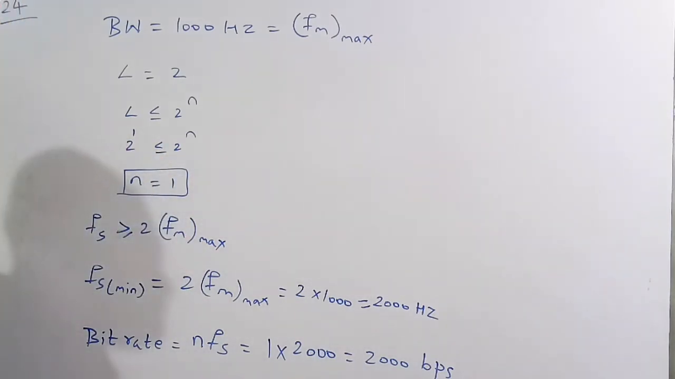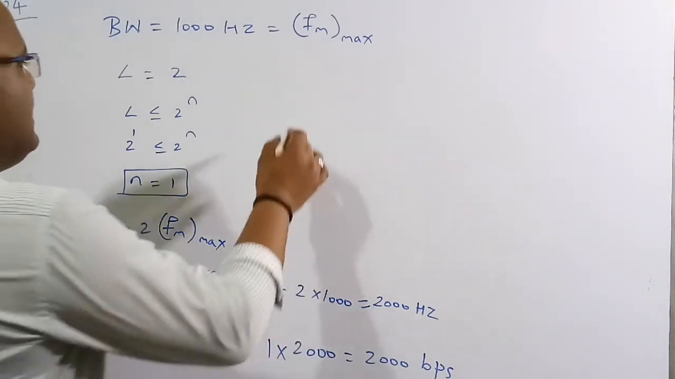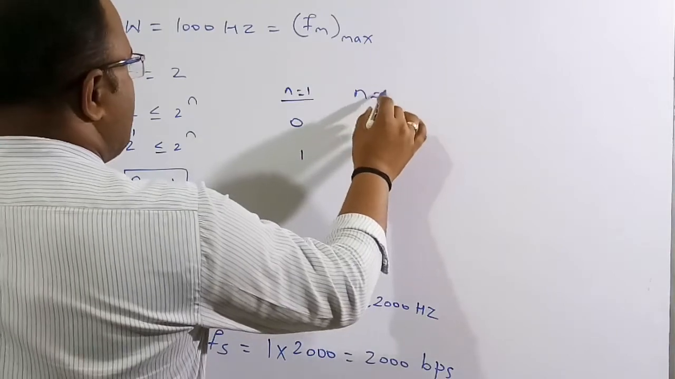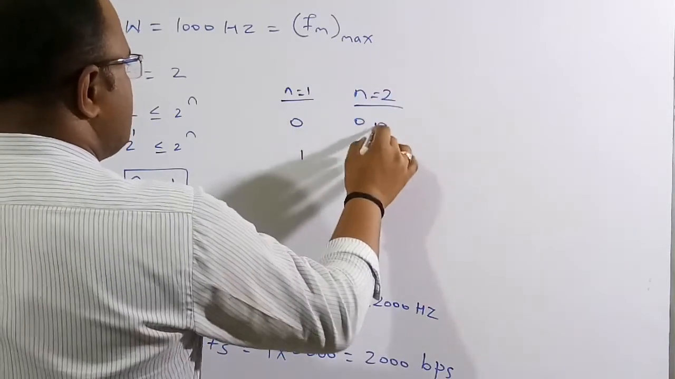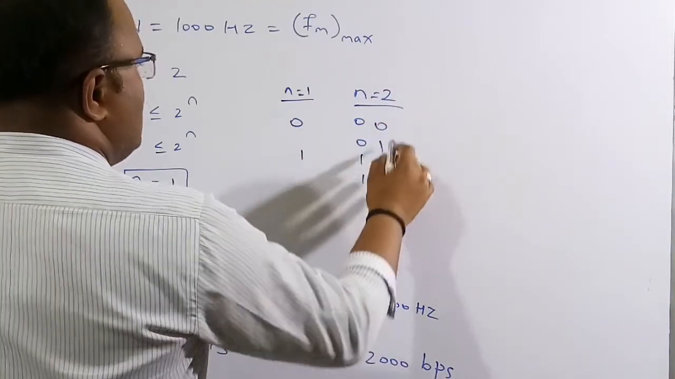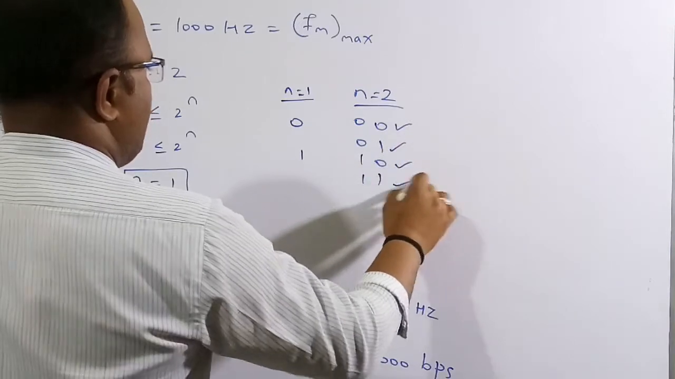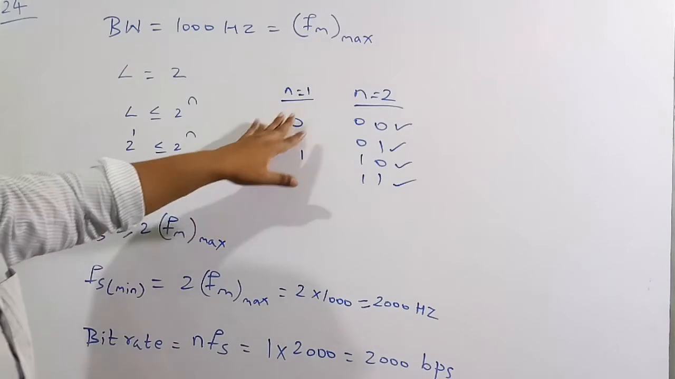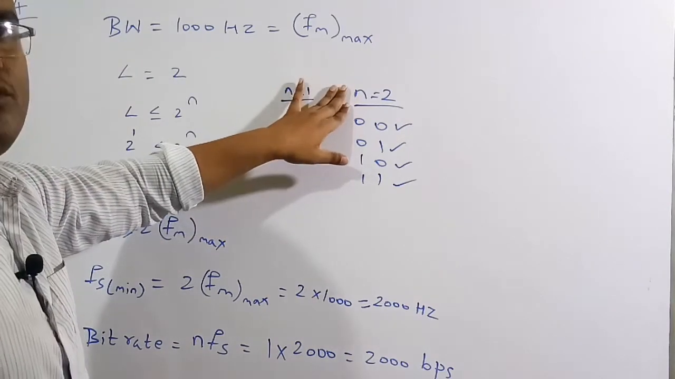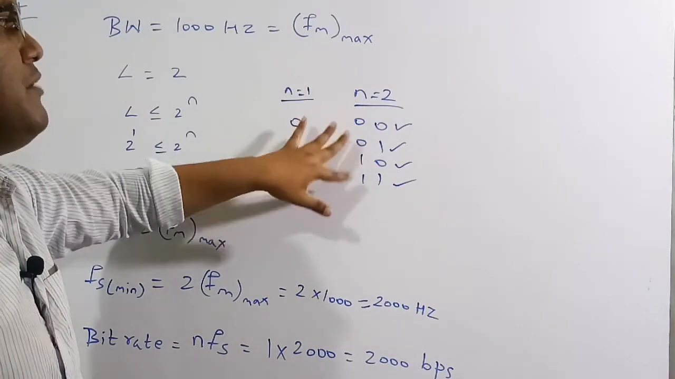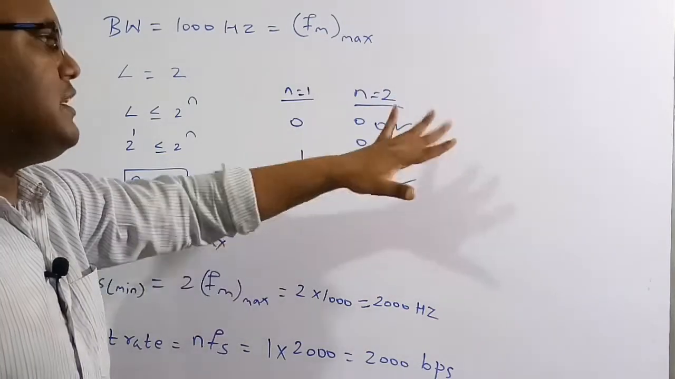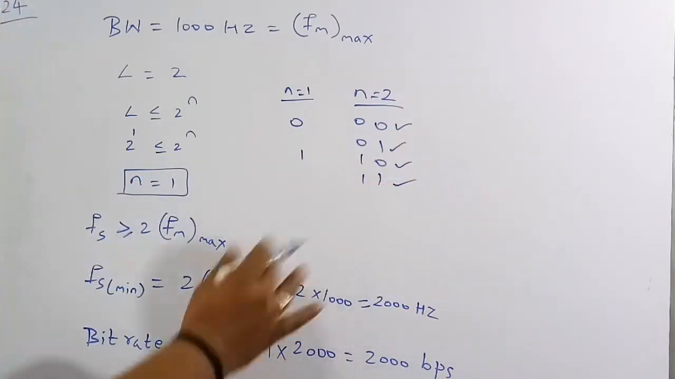Which means with the help of 1 bit we can make 2 levels, suppose 0 and 1. Suppose the number of bits is 2, which means 00, 01, 10, 11. So level 1, level 2, level 3, level 4. Therefore with 1 bit we can make 2 levels, and with 2 bits we can make 4 levels. The same goes on. If n is equal to 3, we can make up to 8 levels. So therefore these are the maximum levels.